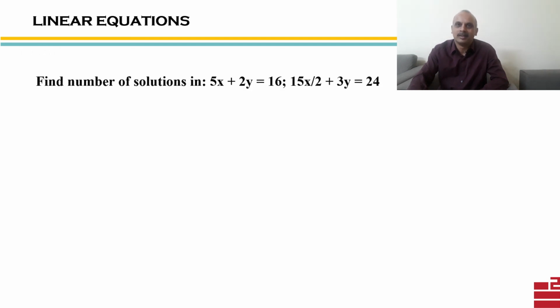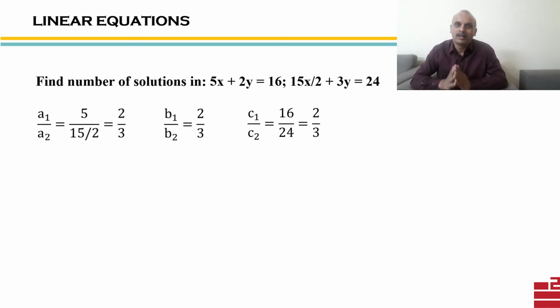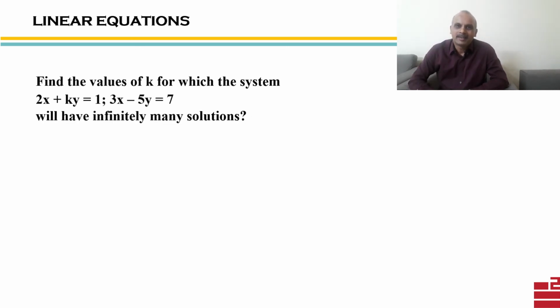Now in this example, again we'll apply ratios and we realize that a1 by a2 is 2 by 3, b1 by b2 is also 2 by 3 and c1 by c2 is also 2 by 3. So all three ratios are equal and therefore, recall, it's a case of infinite solutions. Now we can have a slightly twisted question like this, where we are asked to find a value of k, in this case to have infinite solutions. So we will apply the condition of infinite solutions to get to the answer.